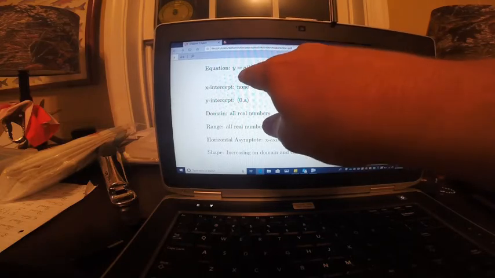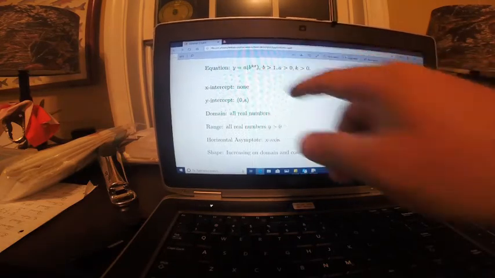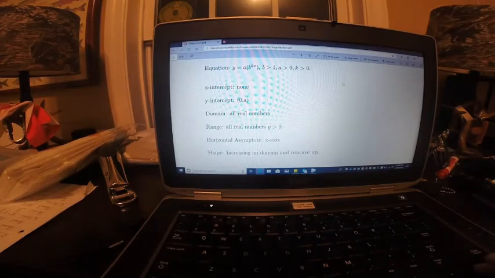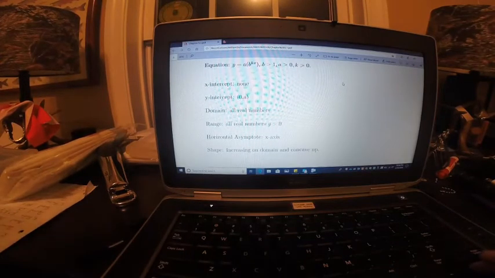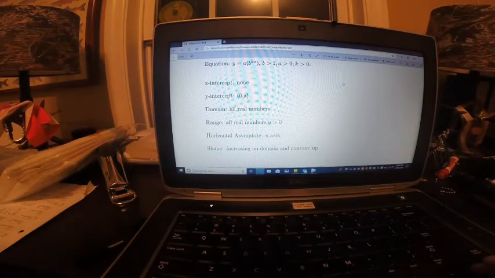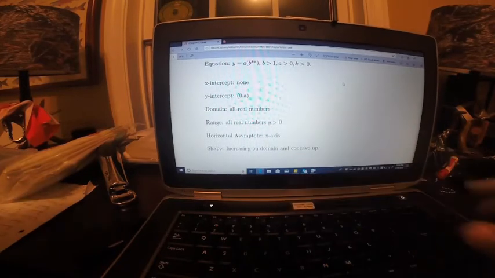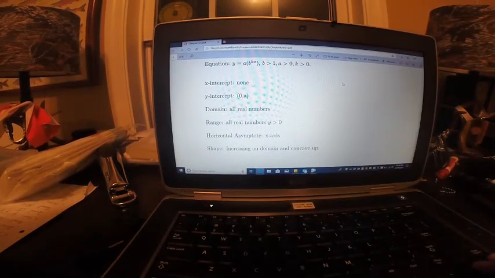Okay. So if you can figure out what that constant a is out front all by itself, you'll have the y-intercept. Okay. The domain is going to be all real numbers. The range is going to be all real numbers as long as y is greater than 0. The horizontal asymptote is still your x-axis, and the shape is increasing on the domain and concave up.